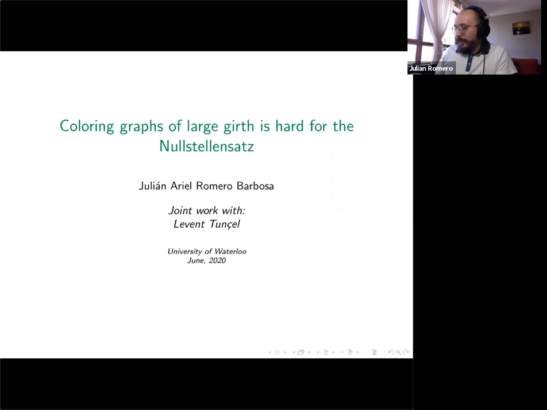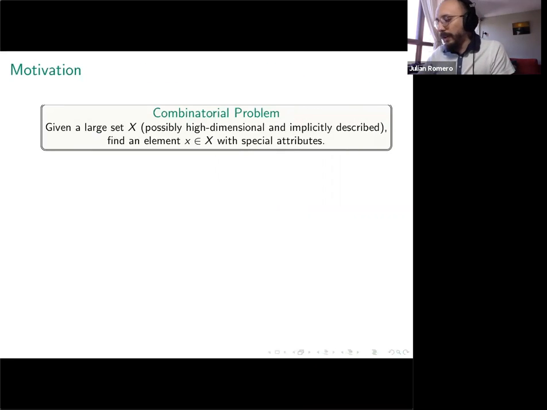Before doing that, let me just go with some motivation. Let me go with my definition of a combinatorial problem. In this talk, a combinatorial problem is as follows. You're given a large set, which is usually implicitly described, say the stable sets of a graph or the colorings of a graph. Then I want to find any specific element of this set with some special attributes. This can be like the maximum size stable set, or a coloring with a certain number of colors. And so we want to solve this problem.